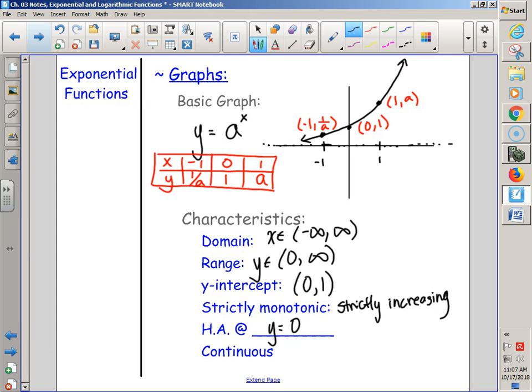And then continuous just means that you would never have to pick up your pencil in order to draw it. There's no vertical asymptote breaking it up, no hole, no domain problems. You might want to put that under continuous, no domain problems. So you could always just say domain is all real numbers. Now logarithms, they have problems, but it's okay.